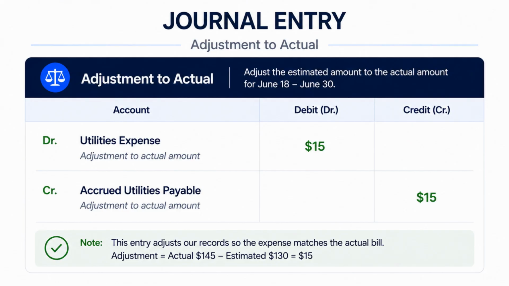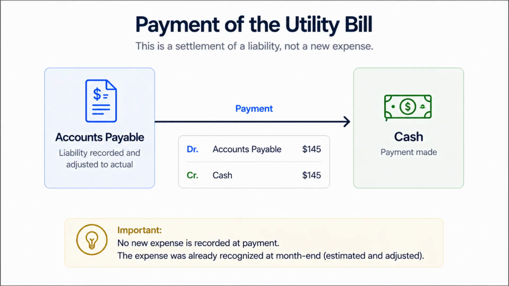Now, it could be the case that your estimate was higher than the actual amount, in which case the transaction would just be the opposite. So you would debit the accrued utilities payable account and you would credit the utilities expense account. When you eventually pay the bill, you're going to debit your accounts payable and you're going to credit cash. There's still no new expense because the expense was already estimated and then adjusted.